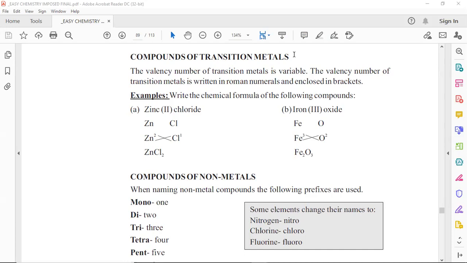Matza. So as of today, we're going to look at the writing of chemical formulas involving transition metals or transition elements. So we're going to look at the chemical formulas that involve transition elements. So what are transition elements? Just to give a brief background about transition elements.